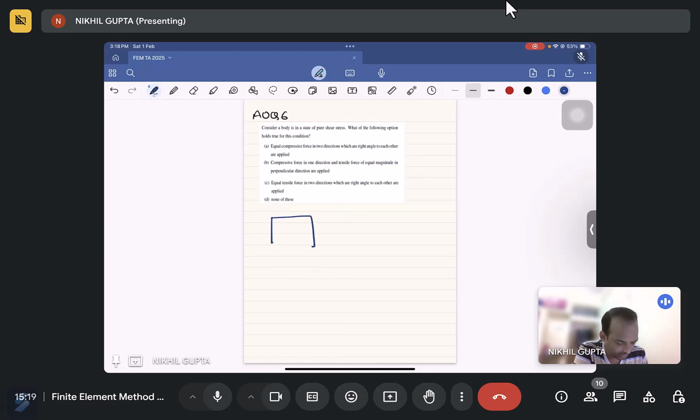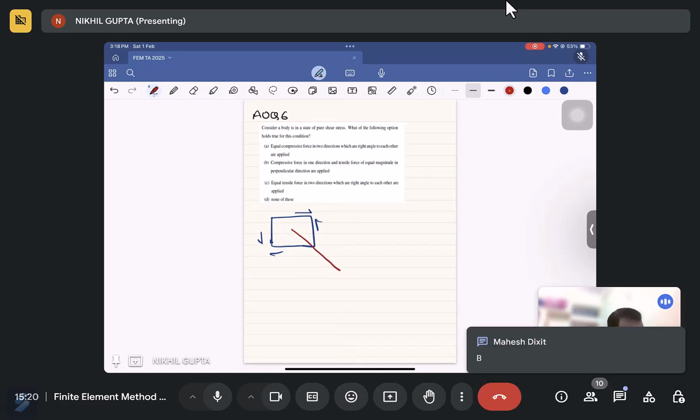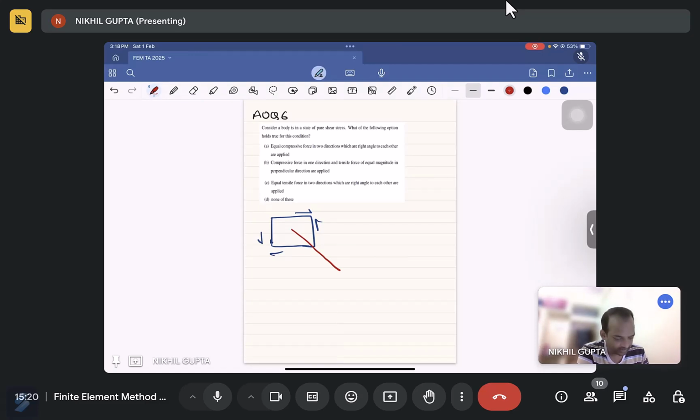So let's see, this is a body where pure shear is acting. Okay, so we know from strength of materials that if pure shear is there, B, yes, B is the correct answer, Mahesh. If this is a pure shear stress member and we take an angle at 45 degrees, one member force will be like this and one like this. One will be compression in one direction, one will be tensile in the other direction. When we use the formula of the principal stresses, this will be the direction of the forces which we get at 45 degrees, and the solution will be B.